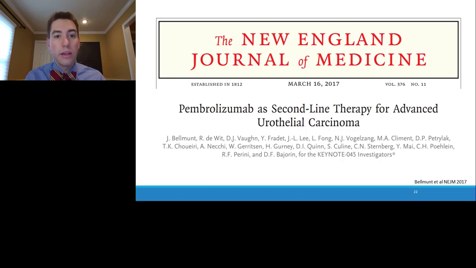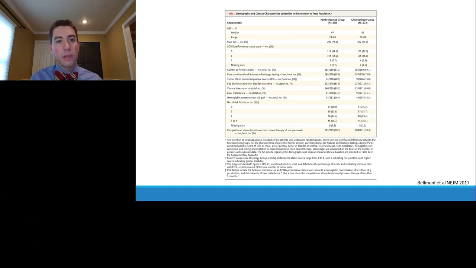So in March 2017, they published a study of pembrolizumab as second-line therapy for urothelial cancer, Keynote 45. 542 patients with advanced urothelial cancer that recurred or progressed after platinum therapy received Pembro 200 milligrams every 3 weeks, versus investigator choice chemotherapy of either paclitaxel, docetaxel, or vinflunine. And this slide is showing the pretty balanced nature of the demographics between the pembrolizumab and the chemotherapy groups.